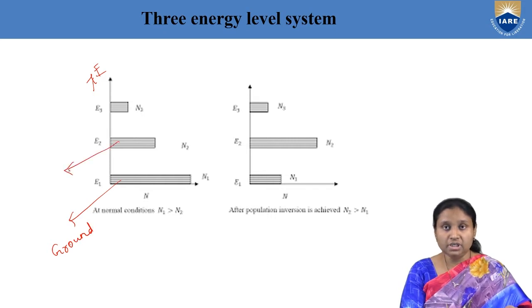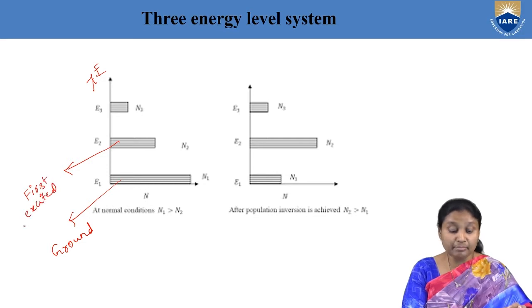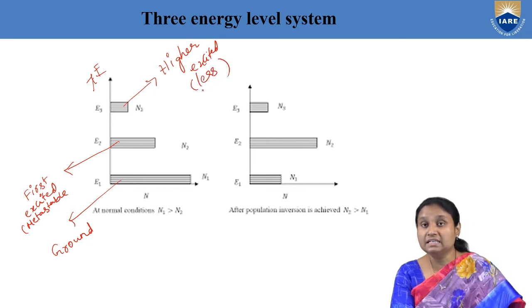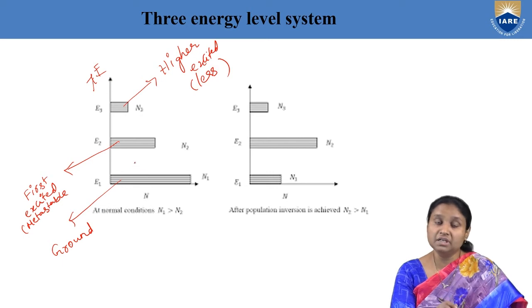And what is our E2? E2 is our first excited state, and I am saying that it is in metastable state. Then I have one more excited state, E3, which we are calling the higher excited state, and its lifetime is very, very less. So we have taken a system in which we have one ground state and 2 excited states. Of those 2 excited states, E2 is the metastable state, which has a long lifetime compared to the higher state.